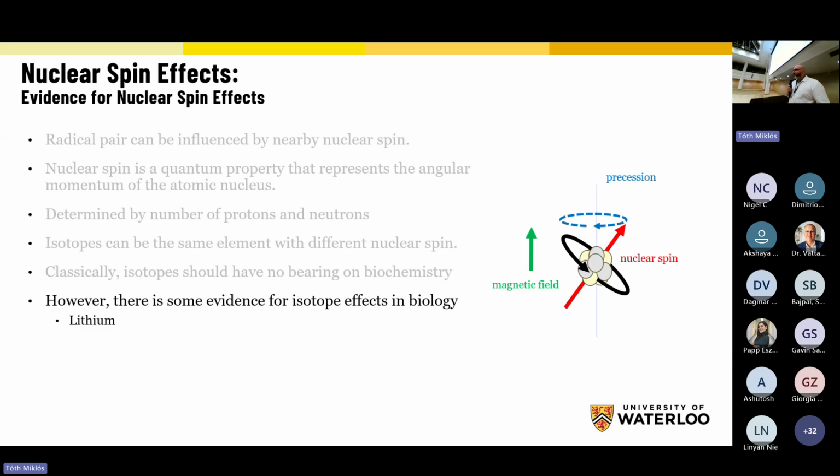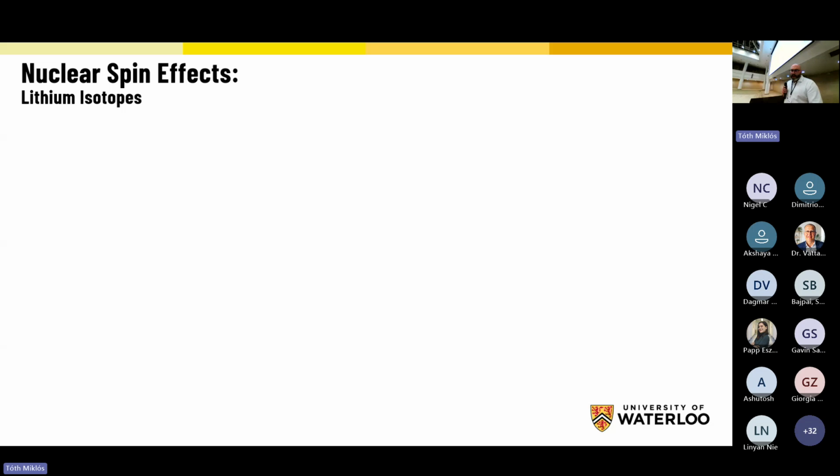One of the most well-known ones at this point is lithium. So lithium is a monovalent ion, and it's been shown to have an effect on behavior and neuron function. Primarily, it is best known for being a treatment for bipolar disorder. So for bipolar disorder, the common treatment is lithium. It's elemental lithium that you take, and the normal, natural abundance form of lithium is made up of two isotopes, lithium-6 and lithium-7.